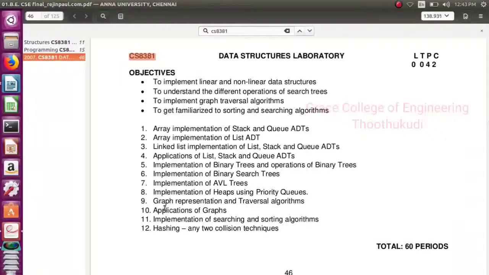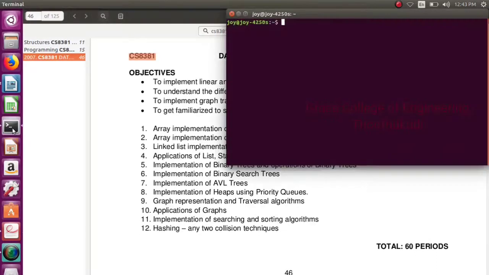Good morning. Our 10th experiment is application of graphs. Shortest path, finding the shortest path, is one of the applications of graph. Here we are going to find the shortest path by using the all pairs shortest path algorithm method. For that, first you open the terminal window.